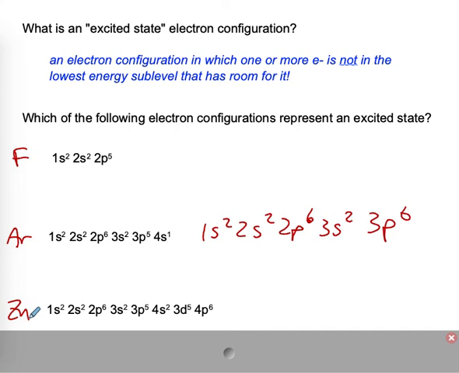So to write the ground state configuration of a zinc atom, I'm going to use the noble gas abbreviation to make my life easier. Argon, 4s2, 3d10. There are 30 electrons right there.